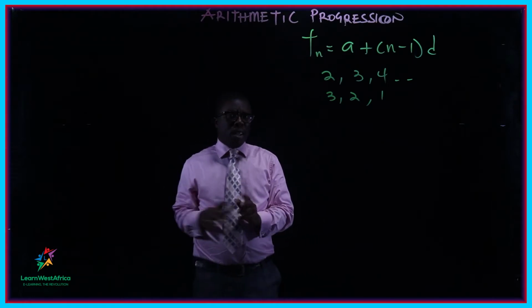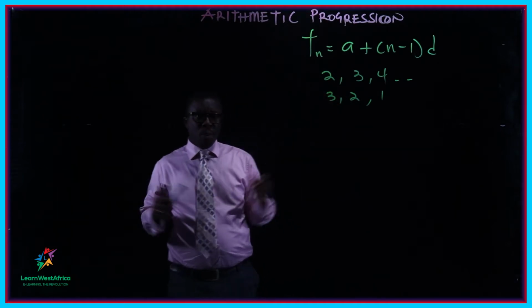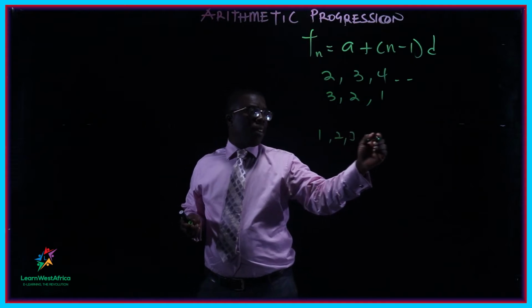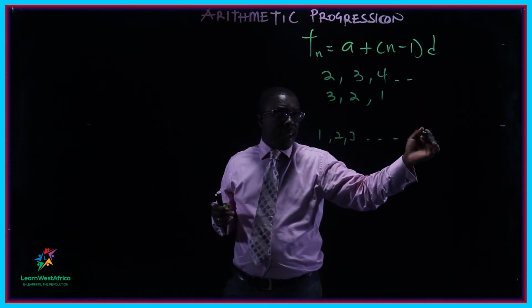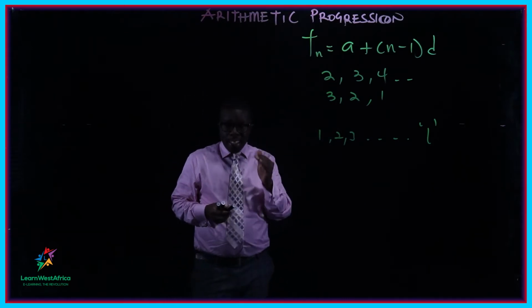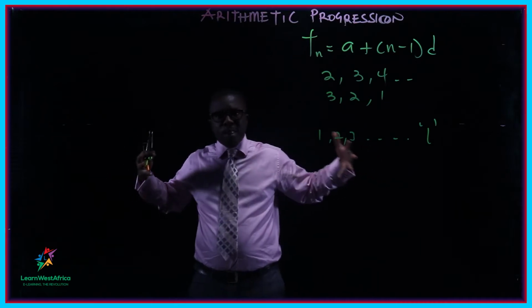Sometimes also in arithmetic progression, you may be given the last term. Let's take 1, 2, 3, and it goes to any other number. Let's call it L. That's the last term. We are saying that when you reach the last term, you have reached the end of the sequence.